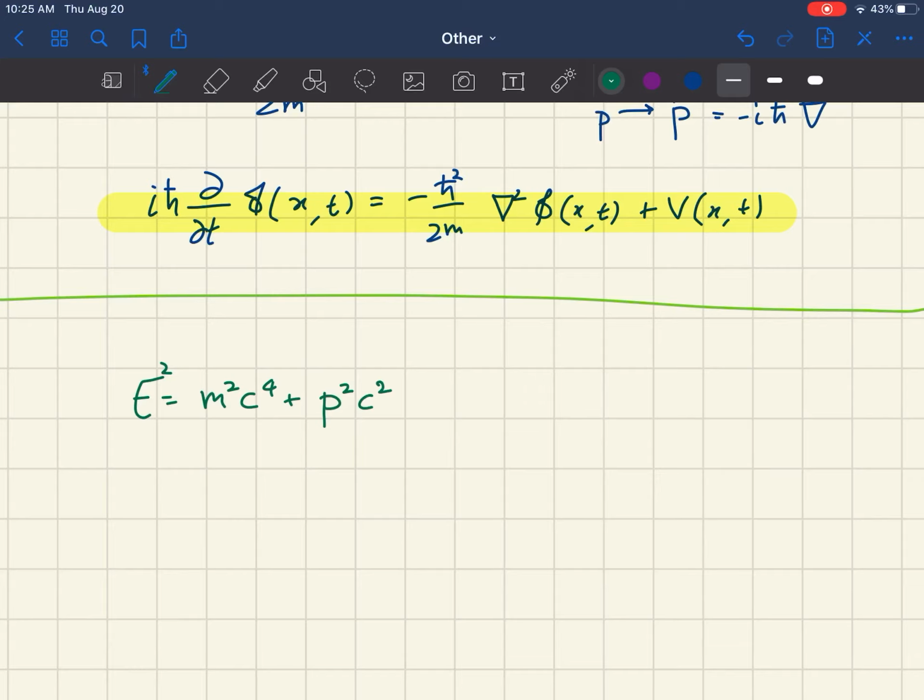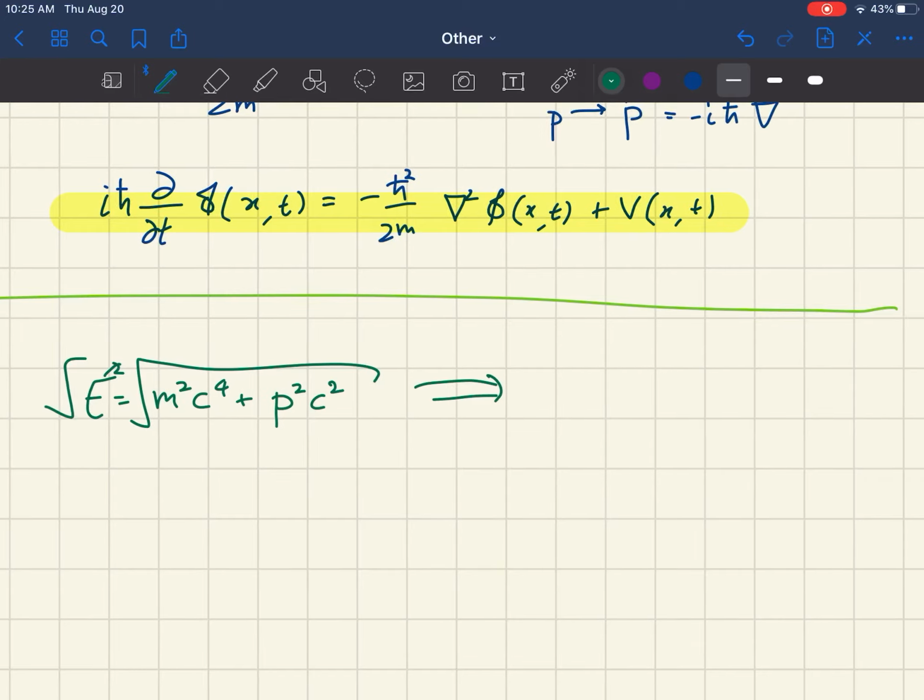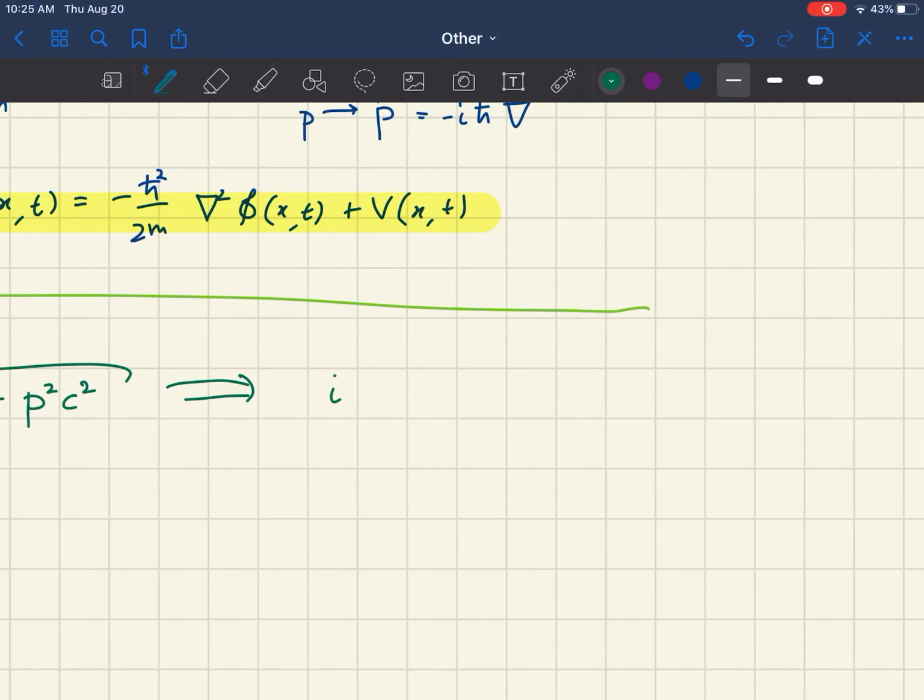Let's first take the square root of both sides. What we get is i h bar times the partial derivative of the wave function with respect to t is equal to the square root of negative h bar squared c squared times the Laplacian plus m squared c to the fourth, operating on the wave function.